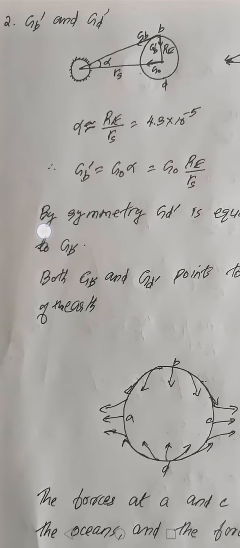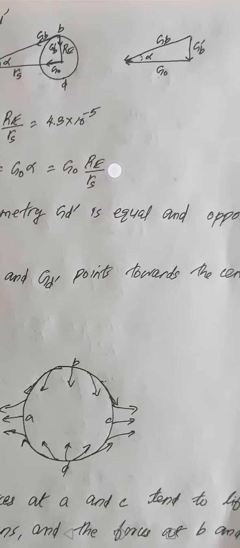So alpha is equal to RE by RS, this radius by this radius. So alpha is approximately RE by RS, that is 4.3 into 10 raised to minus 5. It is a very small quantity. That means alpha is a very small quantity.